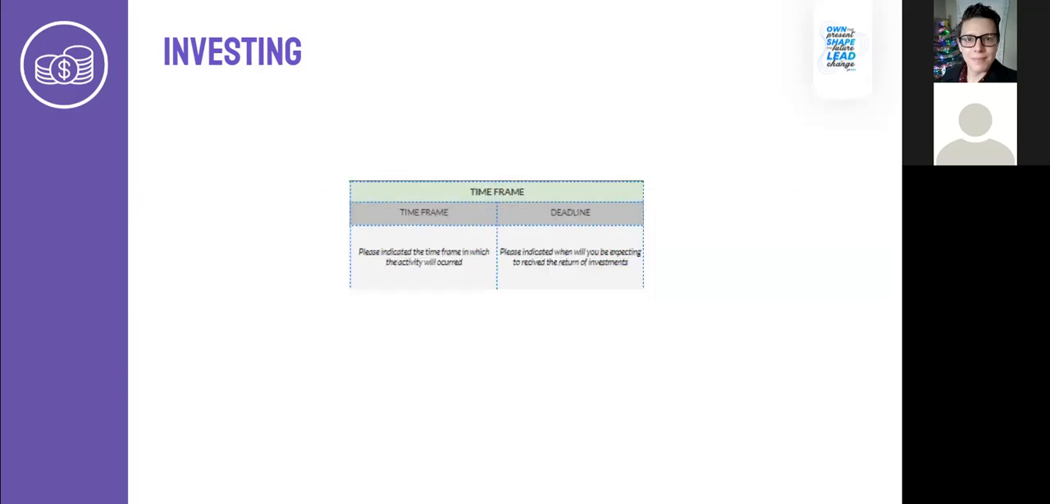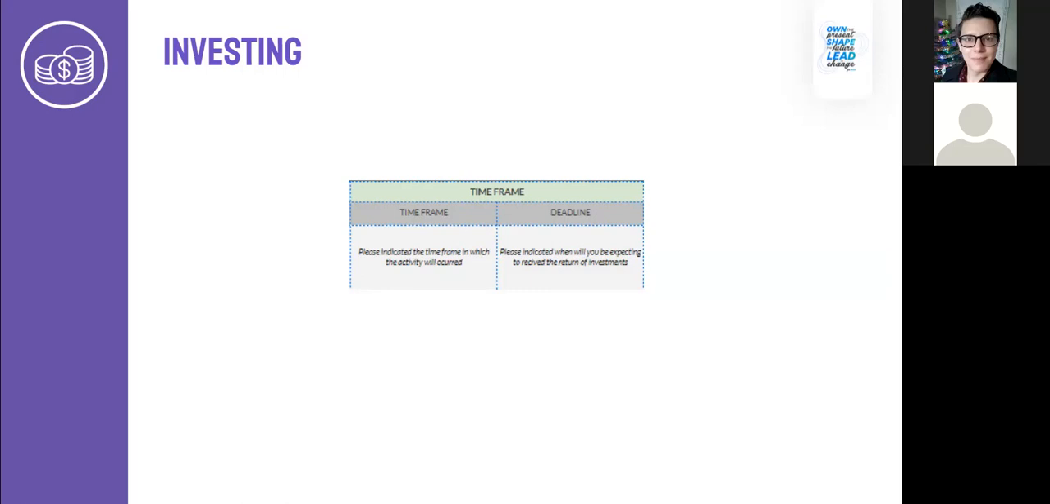We also have a time frame: the project or the investment will run for this period of time. And the deadline for when you are expecting the return of investment to come in could be at the end of the time frame, or a little bit later, or inside the time frame of the investment.